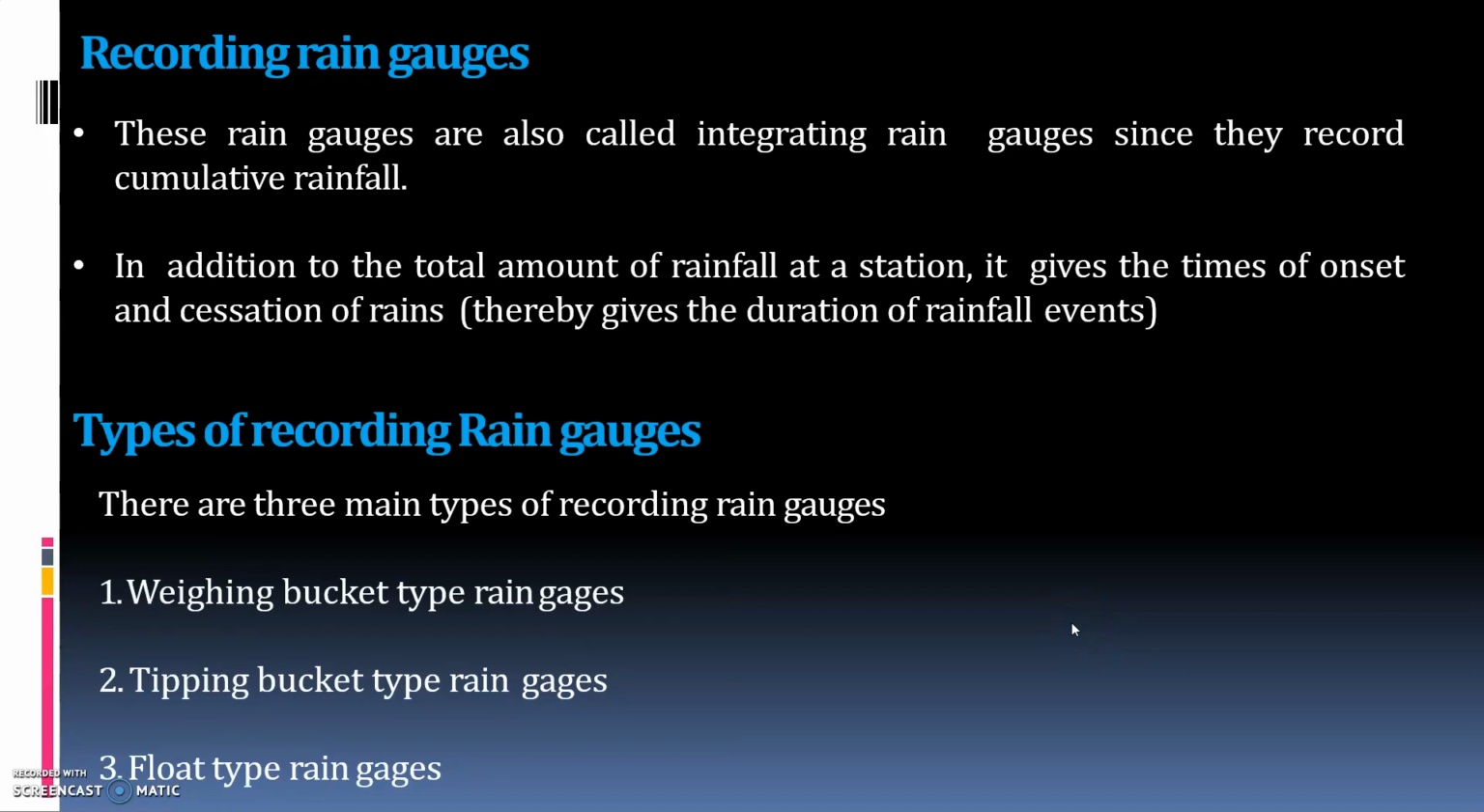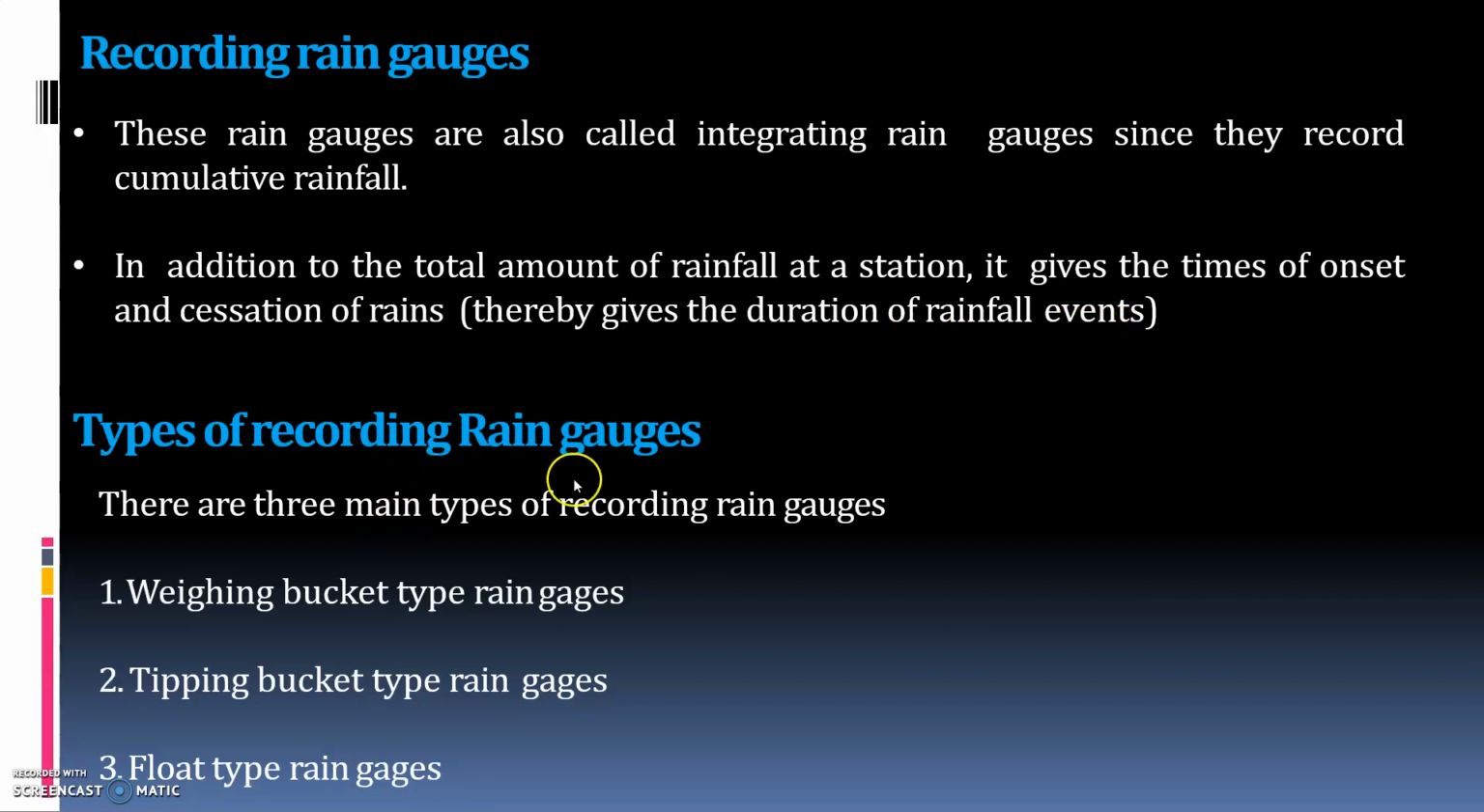Recording rain gauges. These rain gauges are also called integrating rain gauges since they record cumulative rainfall. In addition to the total amount of rainfall at a station, it gives the times of onset and cessation of rains. Thereby, it gives the duration of rainfall events.